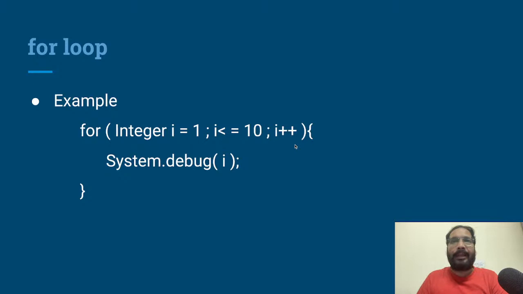So always remember, this initialization will be done only once. After that, condition statements and increment decrement always work, right? So the same example I'm going to implement here so that you can understand.